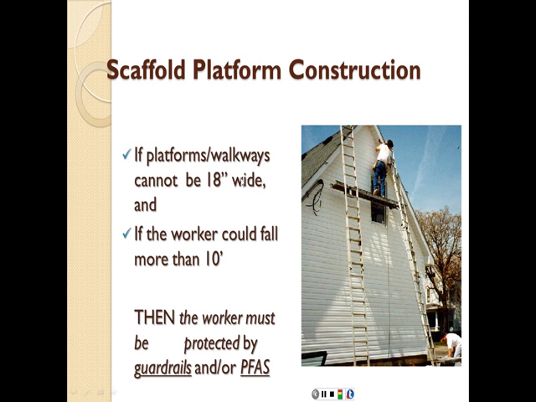If platforms or walkways cannot be 18 inches wide, and if the worker could fall 10 feet or more, then a worker must be protected by guardrails and/or a personal fall arrest system. So here this is probably around 10 feet or even more than 10 feet, because this is not the bottom of the picture, as you can see from the legs of this guy here. So this is probably more than 10 feet, and that person can fall from there, and that does not exceed 18 inches in width, so definitely this is a violation. There should be either guardrails or a personal fall arrest system.